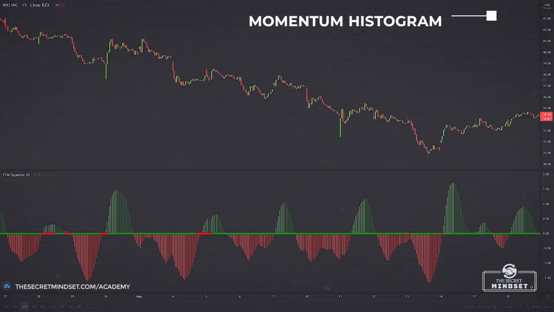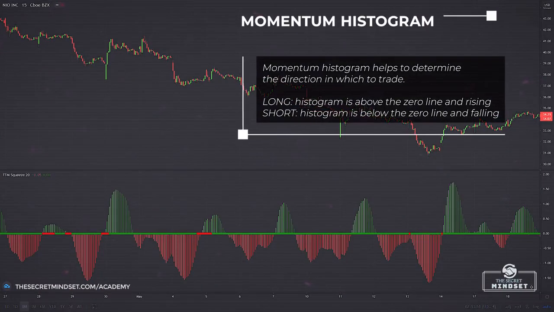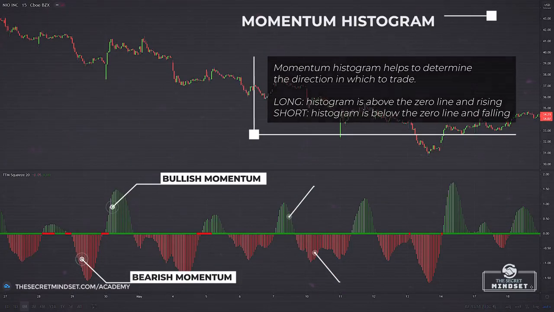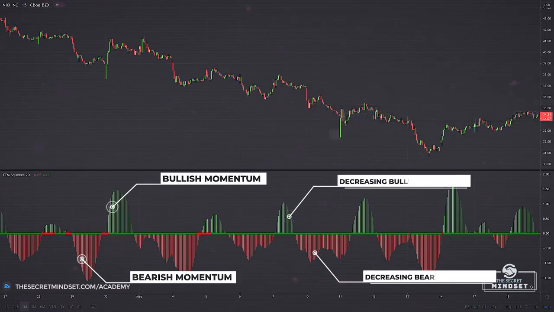Now, the momentum histogram helps to determine the direction in which to trade. If the momentum is above the zero line and rising, long trades are recommended. If the histogram is below the zero line and falling lower, short trades are recommended. The histogram bars are color-coded. Bars above the zero line are green, and below the zero line are red. In addition, a bar that is lower than the previous bar will be a darker color, and a bar that is higher than the previous bar will be a lighter color.